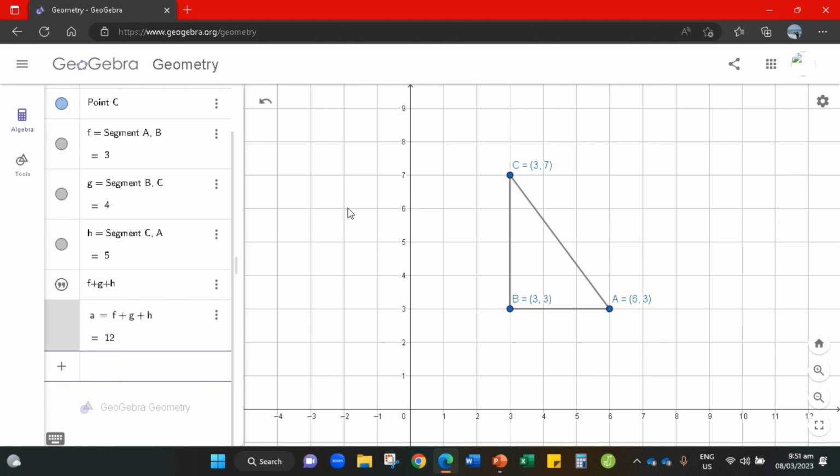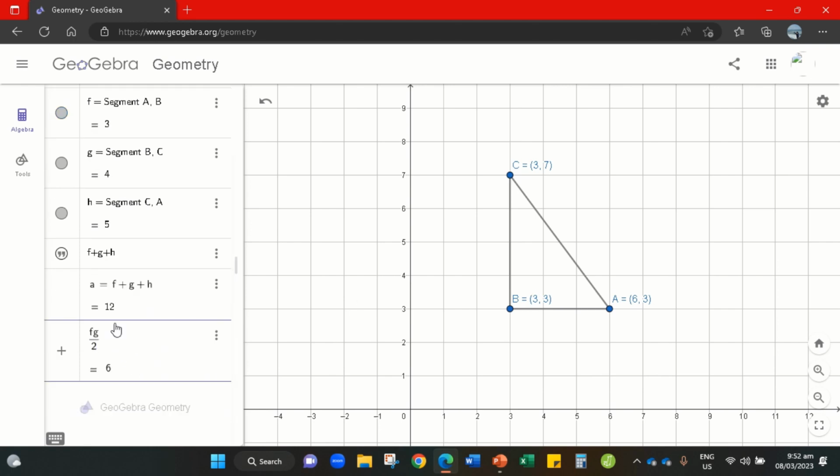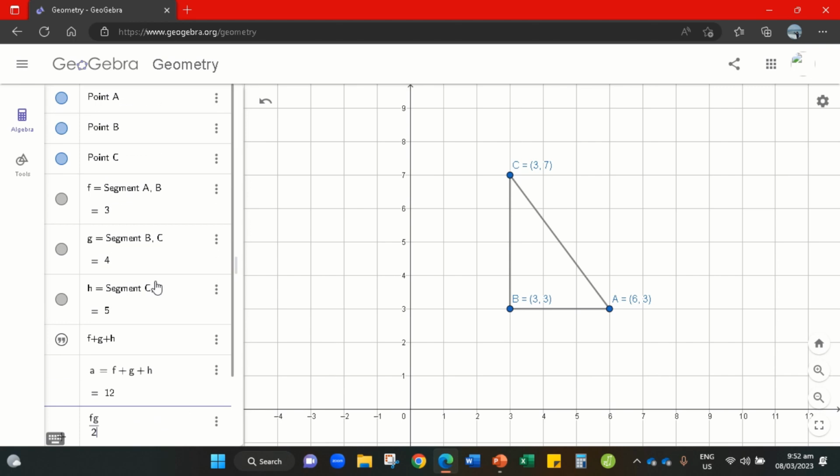Now, how to get the area? Remember, you have your horizontal distance, which is this one, the AB, and then the vertical distance. Remember, this is a right triangle, so it will be divided by 2. Get your F and G, multiply that, FG, and then divide that by 2. So the area now is 6. That is how easy it is to find an area and perimeter using GeoGebra in the Cartesian coordinate plane.